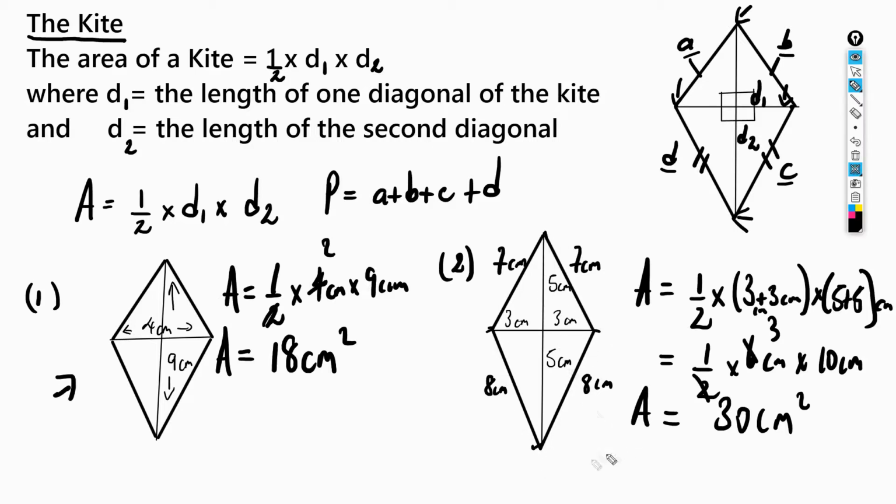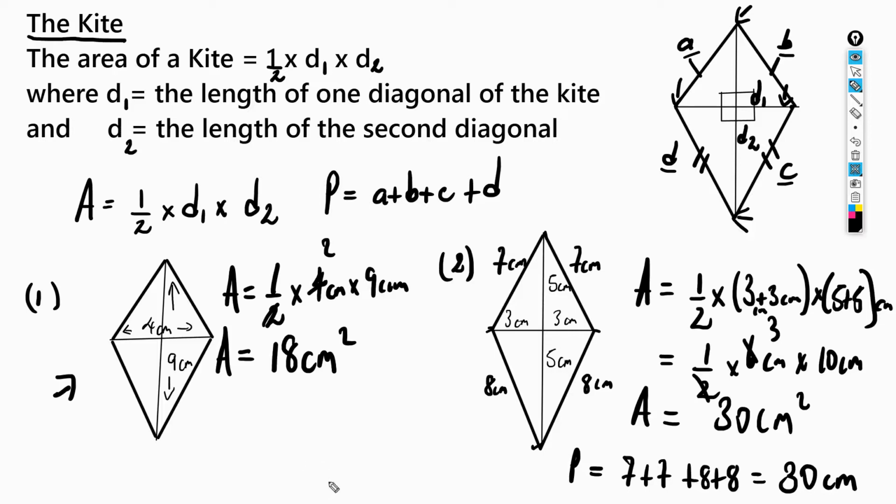But we notice here that the length of the outside of the kite is actually labeled. So to find the perimeter for this kite, it would be A, B, C, and D, which would be 7 plus 7 plus 8 plus 8, which would give us 14 plus 16, and that would give us 30 centimeters. Not centimeters squared, just centimeters. So you see how simple it is, guys. It's just unbelievably simple for the kite. It's easier than the triangle.